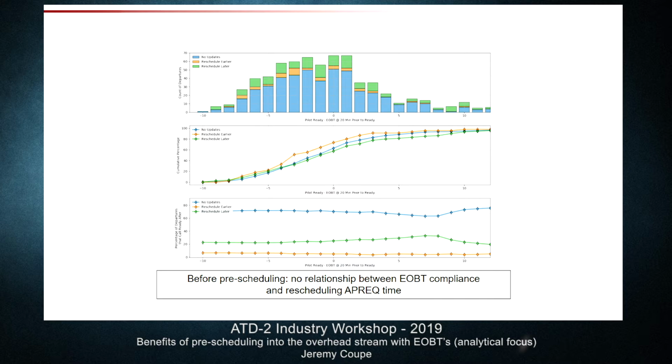Here I'm showing the CDF of those histograms. The cumulative distribution function is just another way to visualize these distributions. And then down here, what this tells us is that if you go to a given value, say 0, at perfect EOBT, this tells you the percentage of flights that call later than whatever you're at on the horizontal axis.